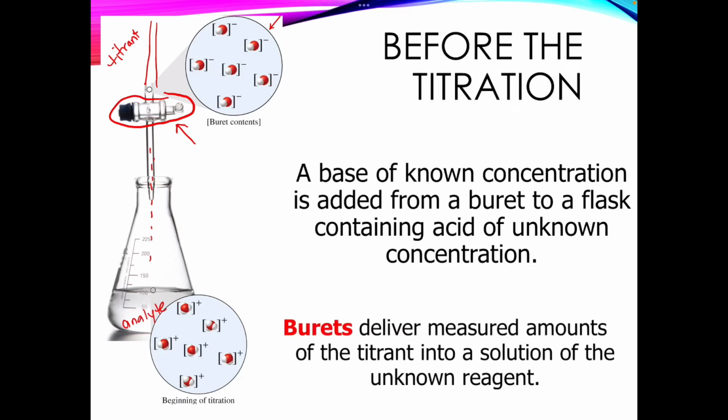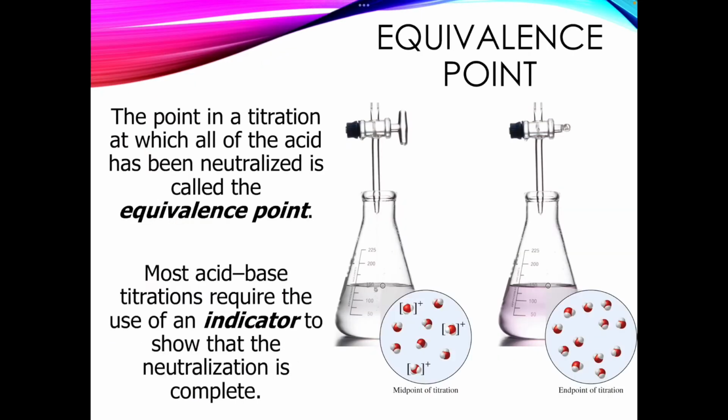So our burette, that piece of glassware, will deliver a very precise amount of our titrant into our unknown analyte. We will continue adding our titrant, our base or whatever we know the concentration of, until we get an exactly neutral solution. That would mean our pH is equal to 7. It's completely neutralized. That point is called the equivalence point. That means that our acid and our base are completely equal, therefore it's neutralized.